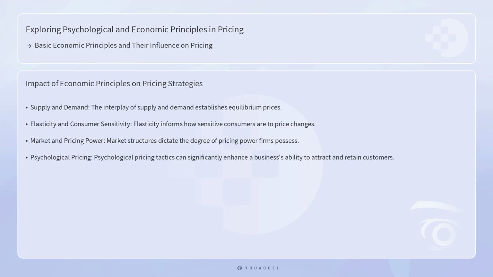In conclusion, basic economic principles profoundly influence pricing strategies in various ways. The interplay of supply and demand establishes equilibrium prices, while elasticity informs how sensitive consumers are to price changes. Market structures dictate the degree of pricing power firms possess, and cost structures ensure that prices cover production costs and yield profits. Finally, understanding consumer behavior and employing psychological pricing tactics can significantly enhance a business's ability to attract and retain customers. By mastering these principles, businesses can develop strategic pricing models that optimize profitability and competitive advantage.